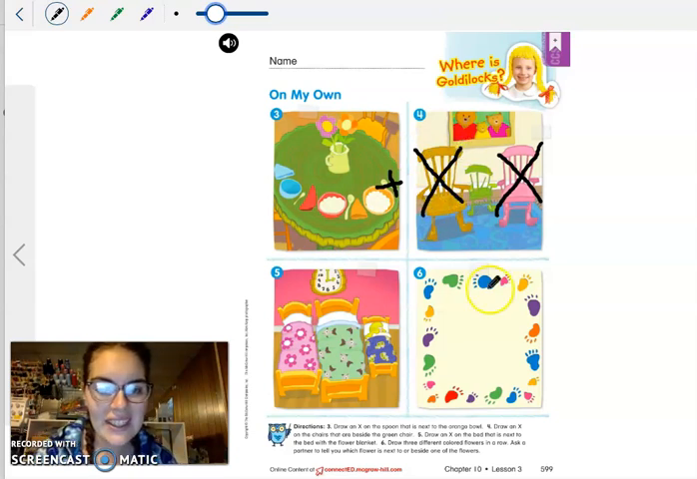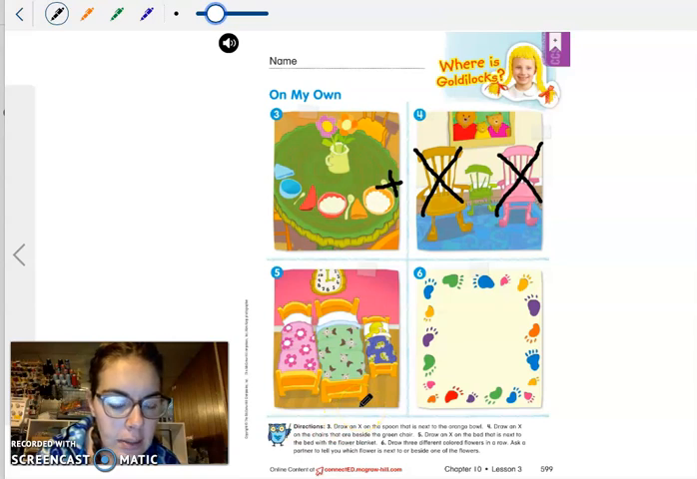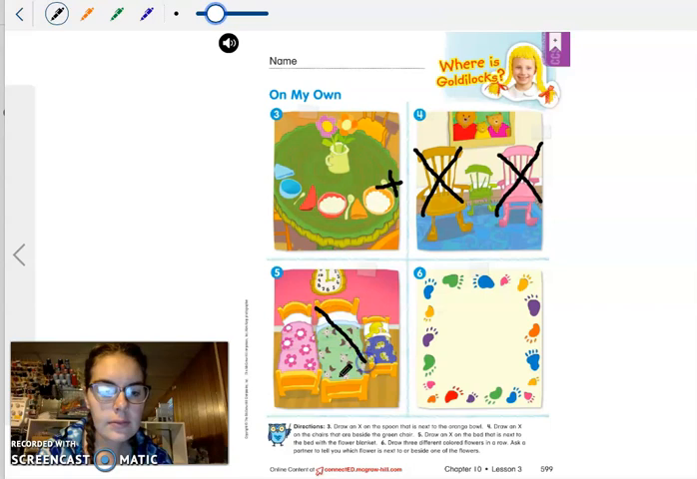Okay, very good. All right, number 5, we're going to draw an X on the bed that is next to the bed with the flower blanket. So let's look. Here's the flower blanket. So which bed is next to that? This one with the fish. We're going to draw an X. Good job.